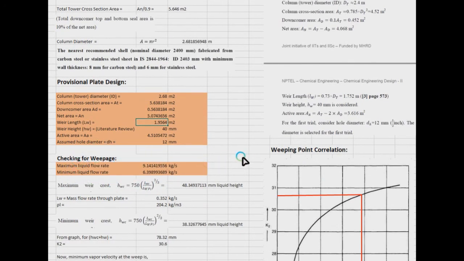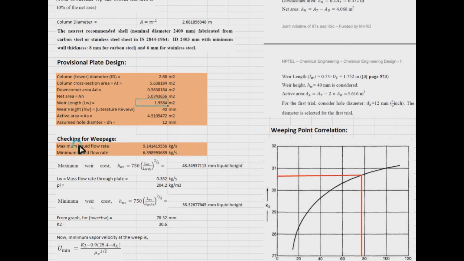Now we have to check for the weeping. For the weeping, first you have to calculate the maximum liquid flow rate, which is equal to the flow rate of the liquid inside your column based on the material balance. The minimum liquid flow rate will be, from the literature references, 60 to 70% of the maximum flow rate. So here I have taken 70% of the maximum flow rate.